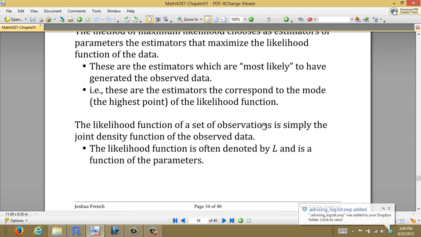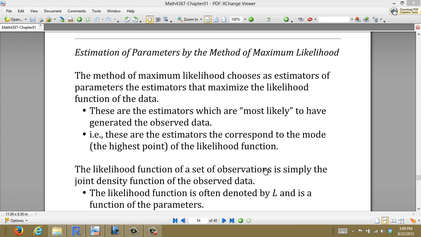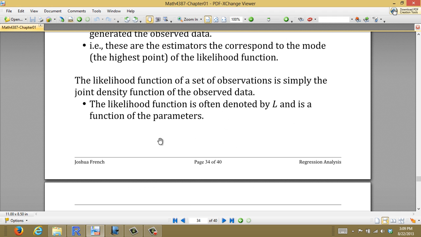Another way of thinking about this is that if you actually plotted the likelihood function, then the values of the estimators would be the modes of your likelihood function, so the values that are the largest values of your likelihood function. And the likelihood function of a set of observations is simply the joint density function of the observed data. We often denote the likelihood function by L for likelihood, and it's a function of the parameters.